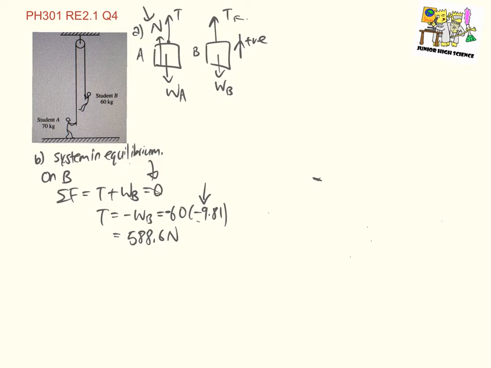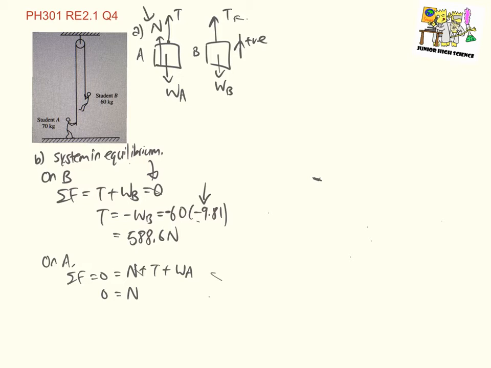Let's proceed on to student A. So on student A, we apply the same equation by Newton's second law. The net force on student A must be 0. And looking at the FBD of student A, this is simply N plus T plus weight of student A. So let's plug in all the numbers. 0 equals N, which is what we need to find.